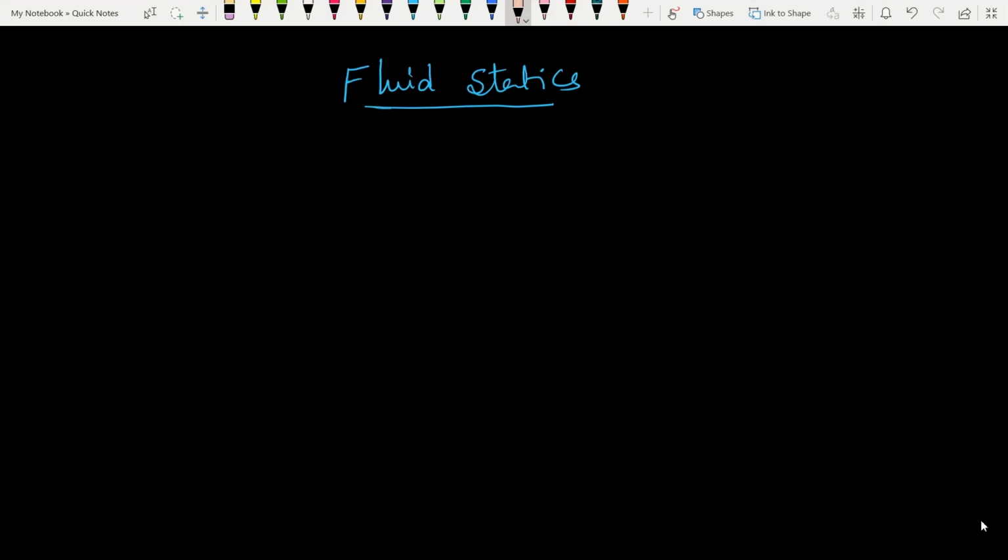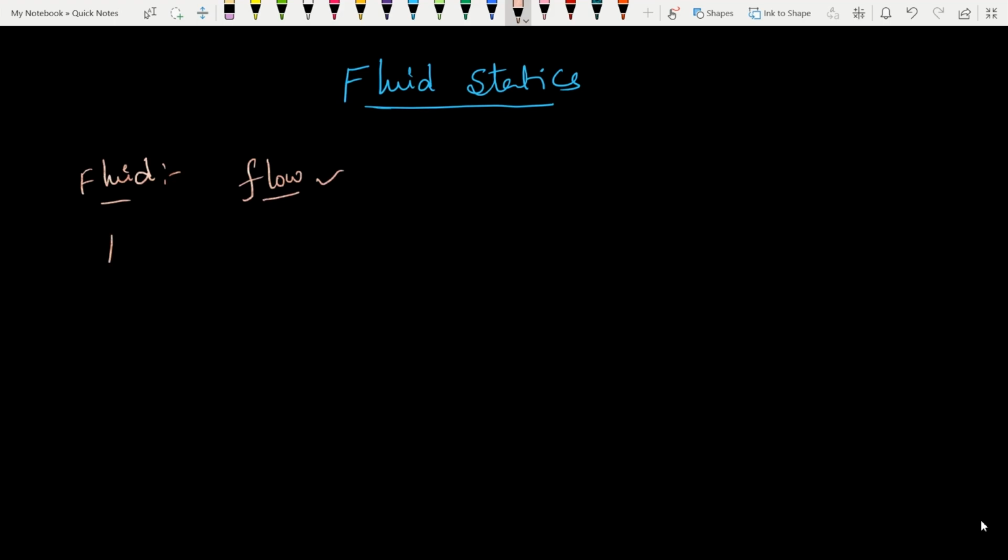First of all, what is fluid? The first question in our mind. So what is fluid? The substance which has no definite shape and has the ability to flow is called fluid. It doesn't have a definite shape, but it has the ability to flow.